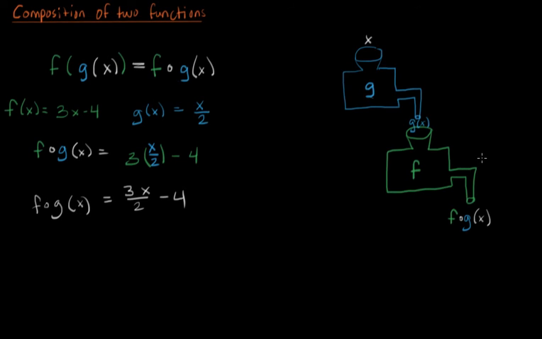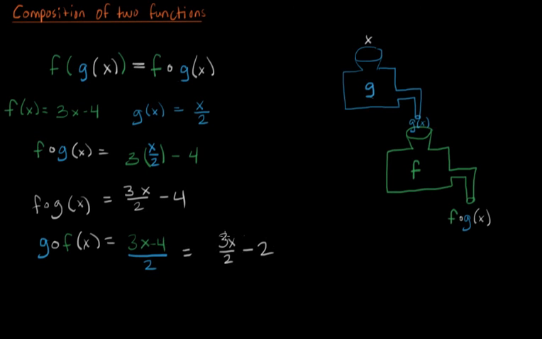Now, we could also find it in the reverse order. What if we put it into the f function first and then the g function? So we would write that g of f of x. So in this case, we would take the f function first, which is 3x minus 4, and now we're going to do the g function to it. So the g function is input divided by 2. So this would give us 3x over 2 minus 4 over 2, which is just 2.